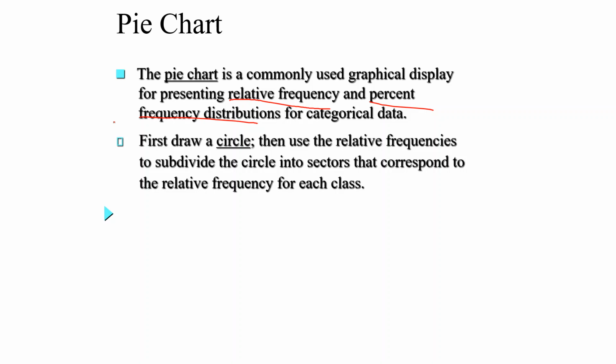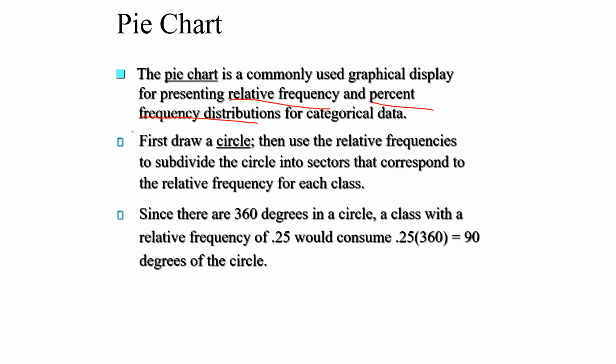If we don't have a computer and draw it manually, we first have to draw a circle and then use the relative frequency to subdivide the circle into sectors corresponding to the relative frequency of each class. Since there are 360 degrees in a circle, a class with a relative frequency of 25% would consume 90 degrees of the circle. Back in 1990 you would need to remember how to do this, because you actually had to draw those charts manually. Nowadays, we rely on Excel. Excel does this work for us: it draws the circle and decides how big each slice should look.